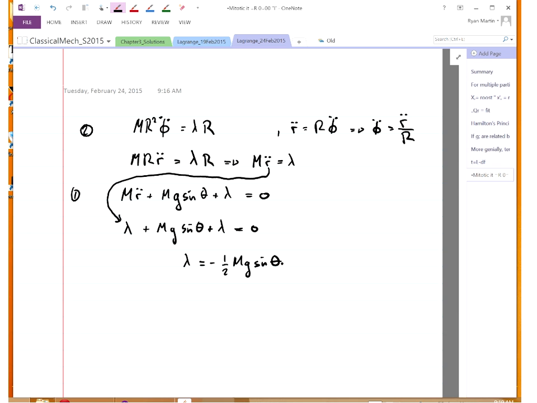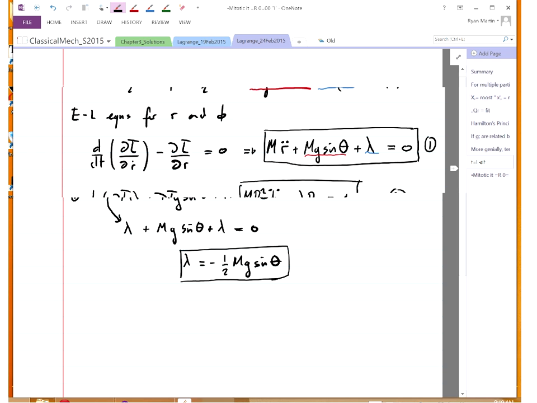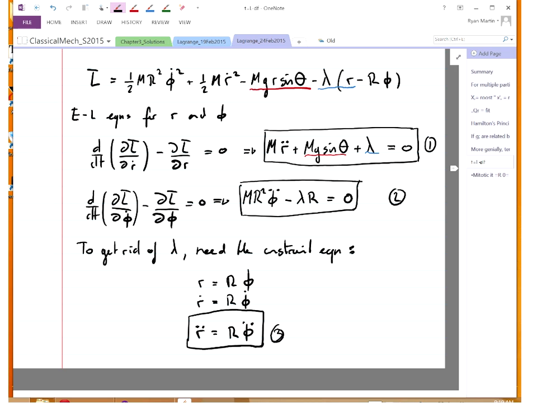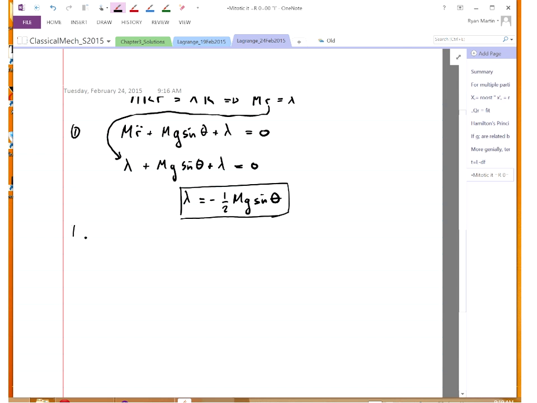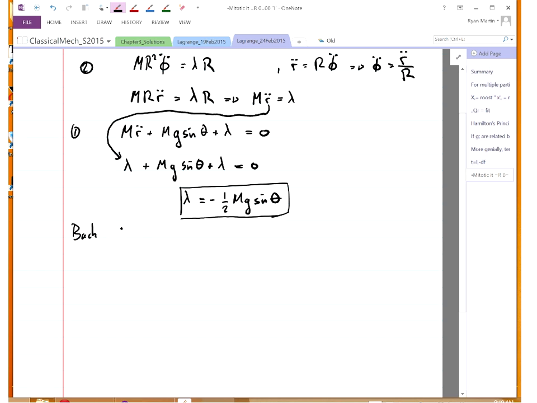So we found lambda. So remember, we had our two equations of motion here, equation 1 and 2. Well, now we can put the lambda in terms of things that we know. So put this back into equations 1 and 2.